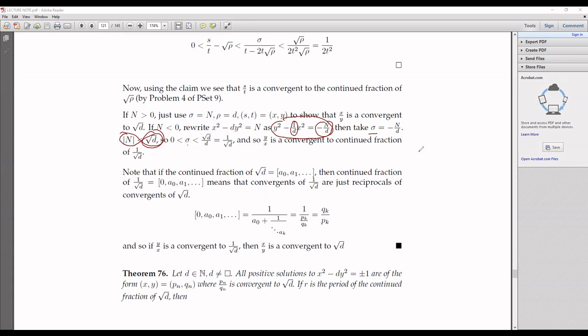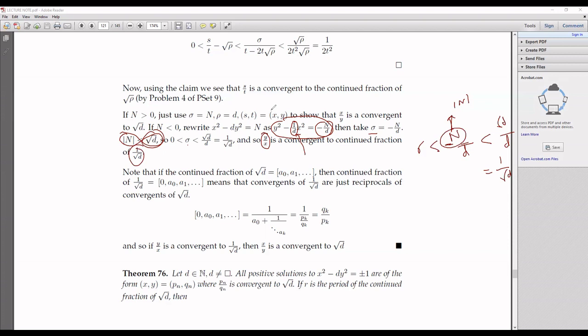So here sigma has to be less than minus n by d, which is less than, since n is negative, so minus n is positive, so we can consider this to be just the absolute value of n, and it has upper bound root d by d, and this is equal to 1 over root d, exactly the square root of this coefficient. So sigma satisfies the condition as well. So we can now just apply the above argument and say that not x by y, but y by x is a convergent to the real number, not root d, but 1 over root d.